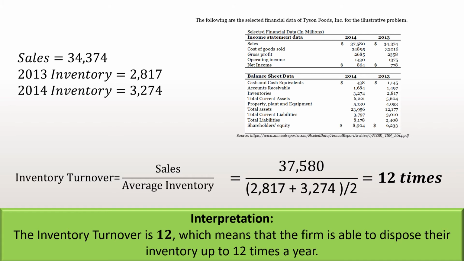Thus, the inventory turnover of Tyson Foods Incorporated is 12 times, which means that the firm is able to dispose of its inventory up to 12 times a year.